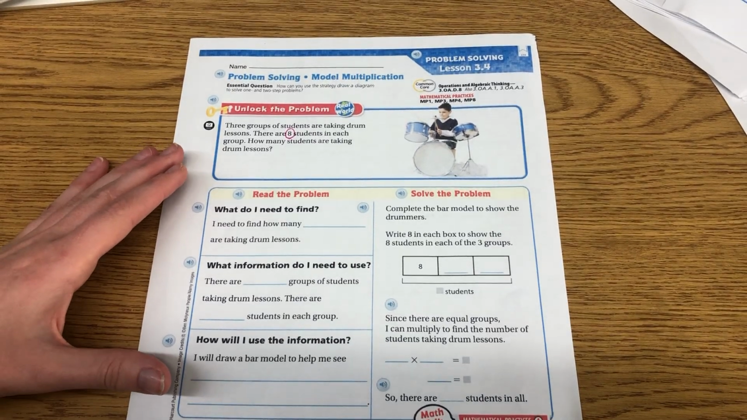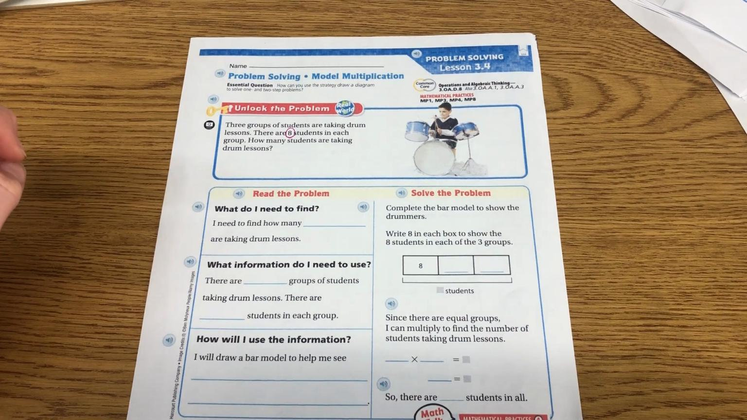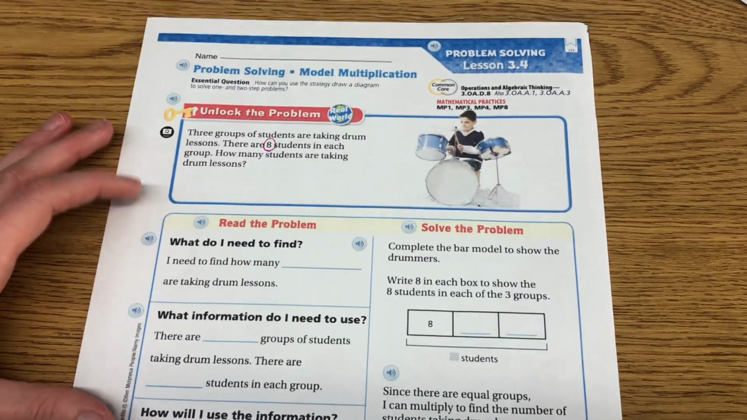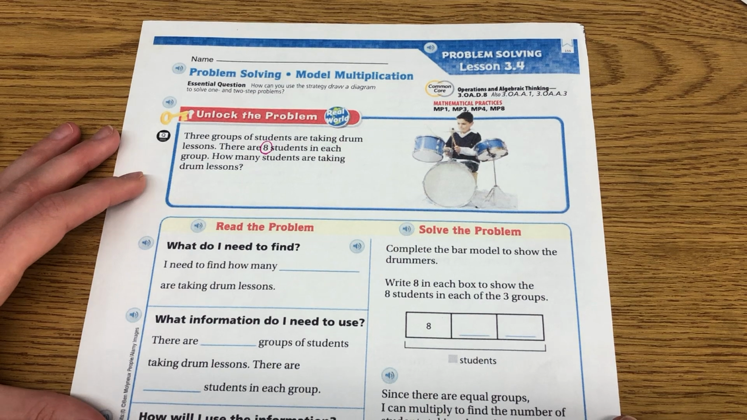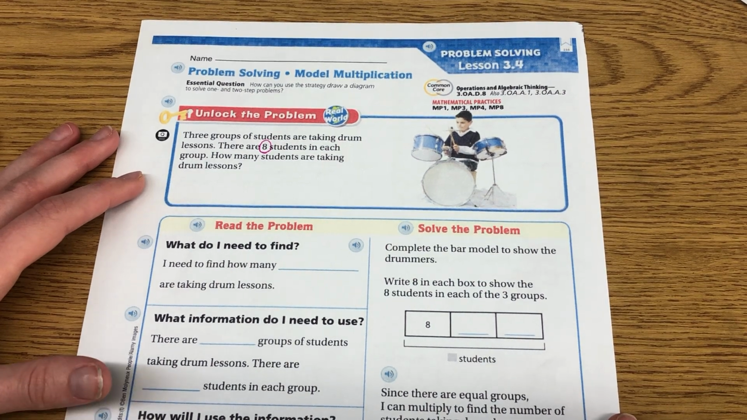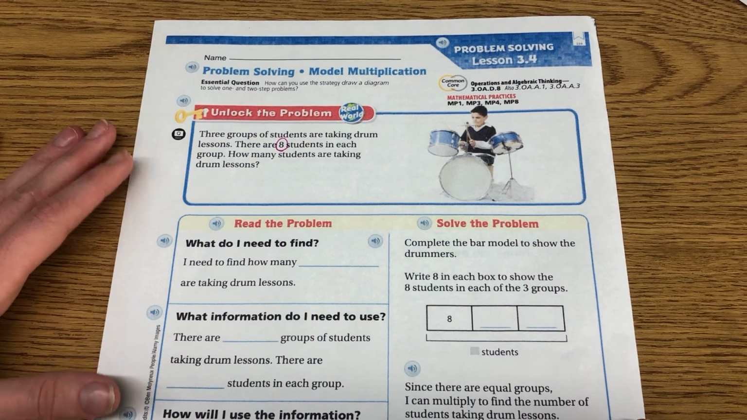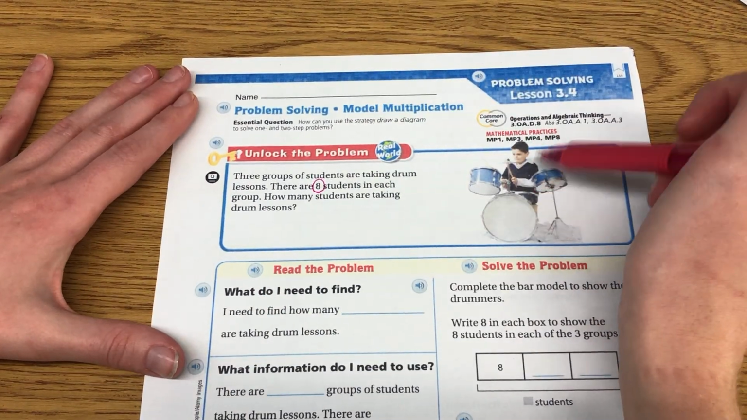Hi friends, today we're going to solve lesson 3.4. This lesson is on page 159. So again, this lesson is on page 159. Alright, so today's lesson is on problem solving. So we're going to take a look at some multiplication problems and figure out good ways for us to solve them. So first, we've got this problem about drumming.